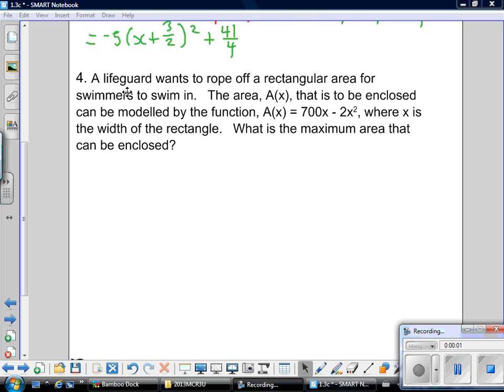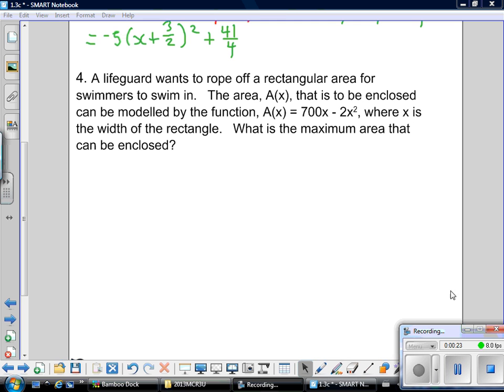Last example now. This time we have a lifeguard who wants to rope off a rectangular area for swimmers to swim in. The area, A of x, that is to be enclosed can be modeled by the function A of x equals 700x minus 2x squared, where x is the width of the rectangle. So the question is, what is the maximum area that can be enclosed?